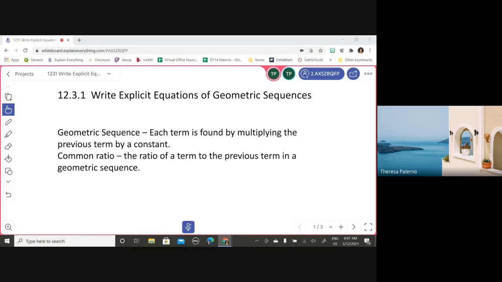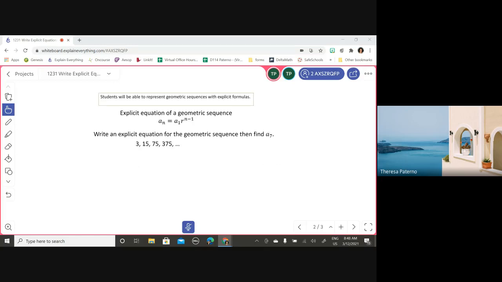And on this first page of your notes, this is just some definitions that we've already covered in previous lessons. We talked before about how to tell the difference between arithmetic and geometric sequences. And now we're getting ready to study some specific equations about geometric sequences. We've already covered arithmetic. So again, pause the video, write this down.